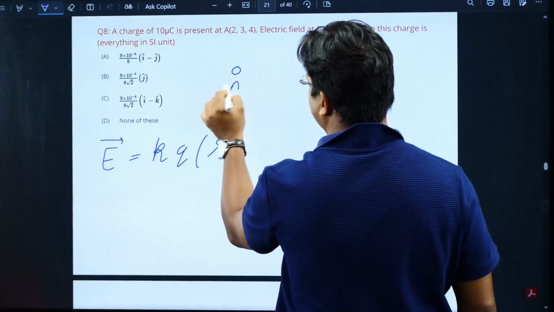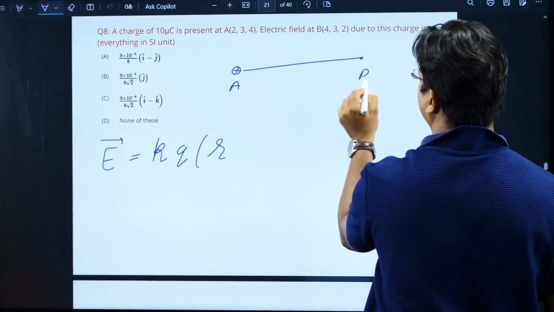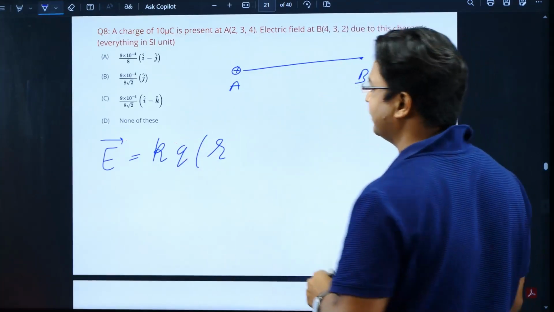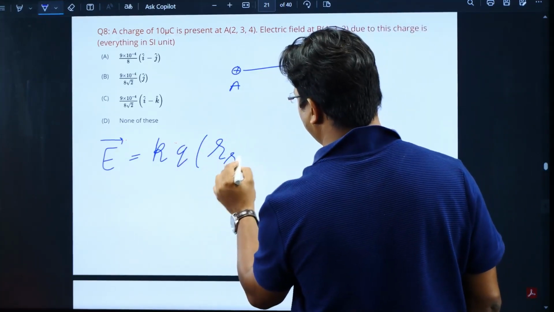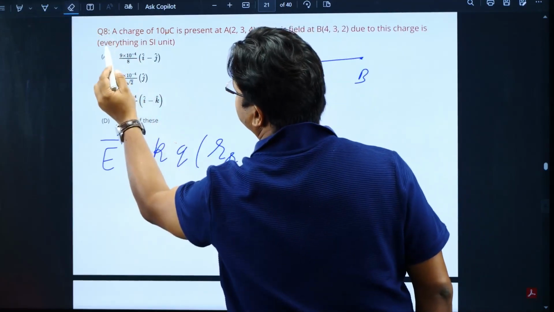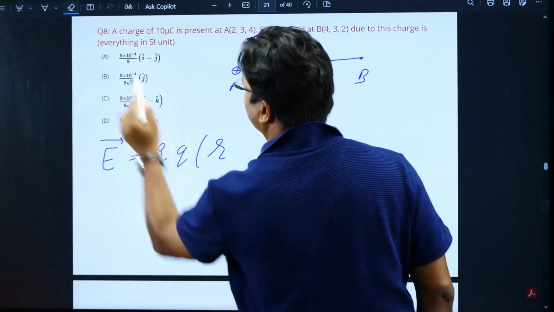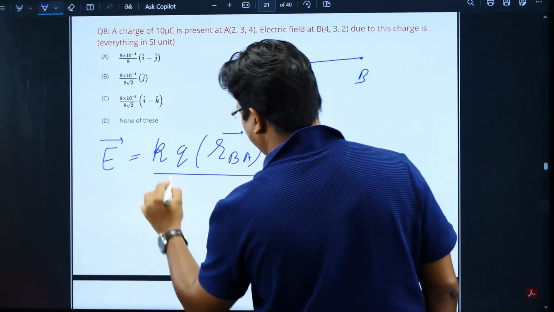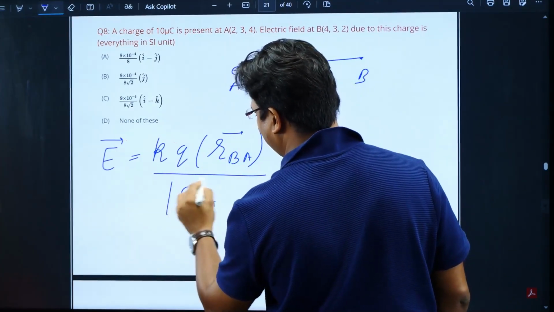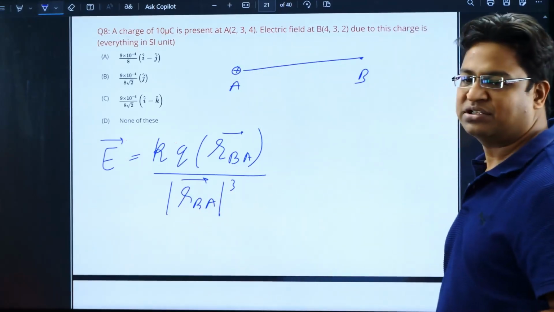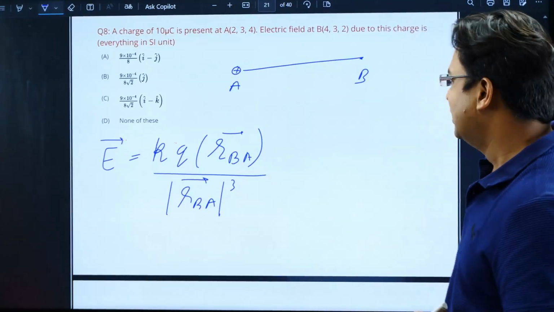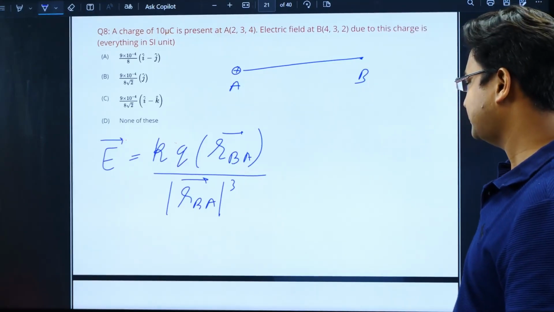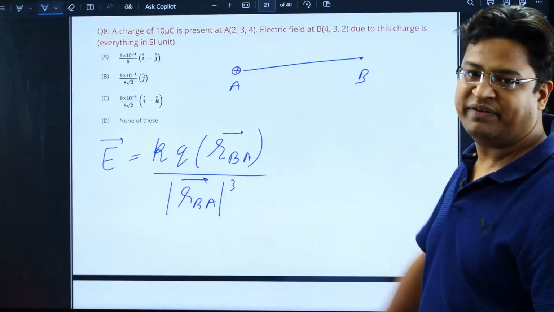Let's say the charge is at A, and we are trying to find the electric field at B. Then Q has to be substituted along with its sign. So E vector equals K Q R_BA vector divided by the mod of R_BA vector cube. That gives us the answer. So we have to finish this calculation. Obviously, to finish this calculation, we first need to find out the R_BA vector. Let's do that.